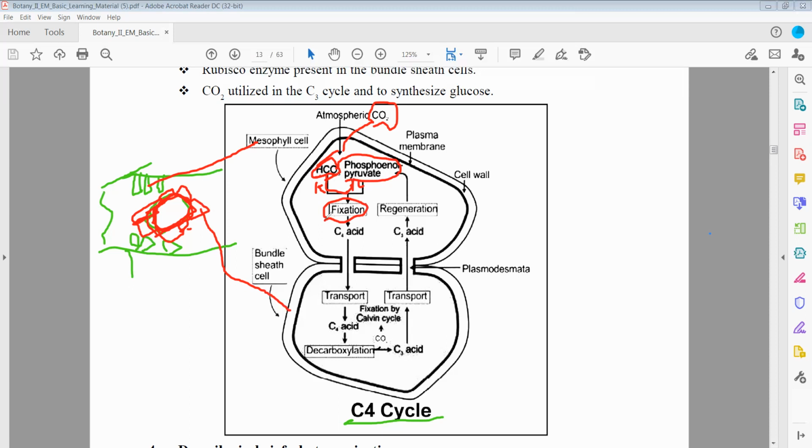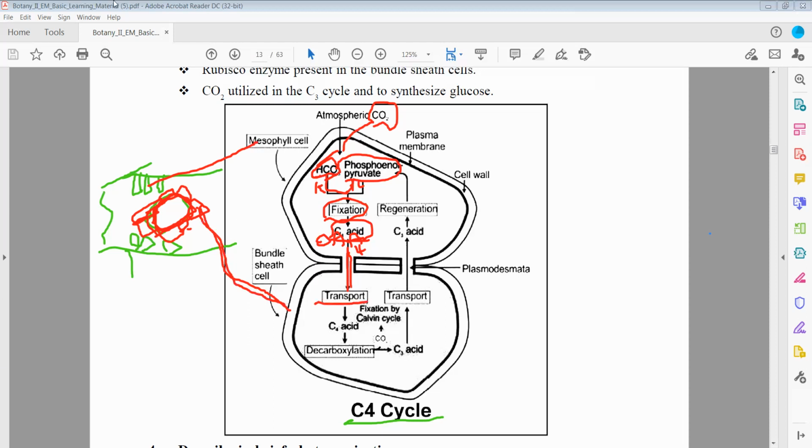This fixation is carried out by the enzyme phosphoenol pyruvate carboxylase. Now a C4 acid is formed, a 4 carbon compound, that is oxaloacetic acid, OAA. Because a 4 carbon compound is formed, this pathway is the C4 pathway. Now this 4 carbon compound, oxaloacetic acid, enters into the bundle sheath cell and is transported.